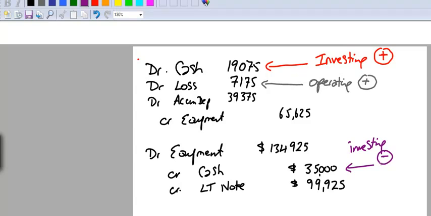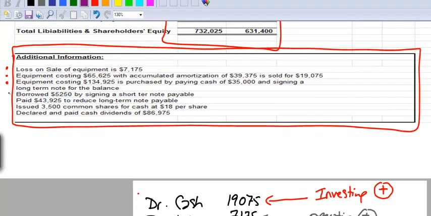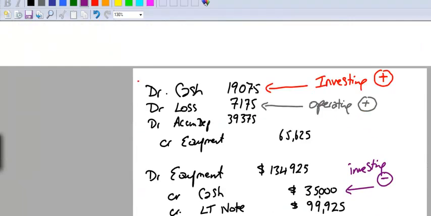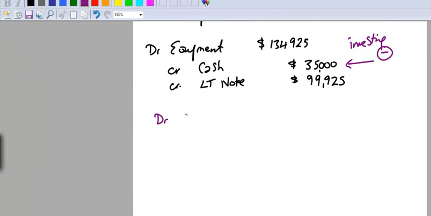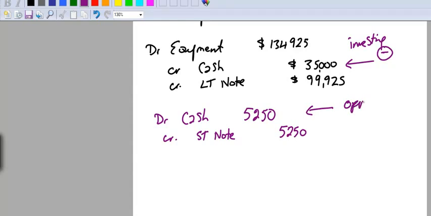We're going to go to the next bullet point, and it says we borrowed $5,250 by signing a short-term note. So we borrowed cash. And now, ladies and gentlemen, you'll see why that short-term notes payable is $5,250 on the balance sheet, that difference, and this is a short-term note. This validates that for myself, I put this as an operating activities. It's short-term, it's notes payable, it's a working capital account, and I put it in operating activities.